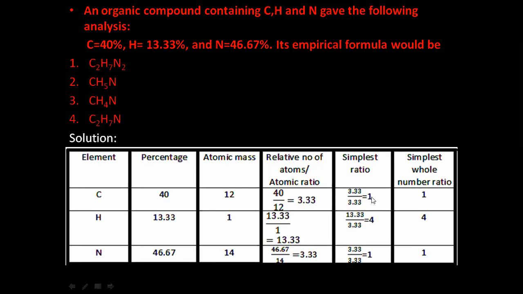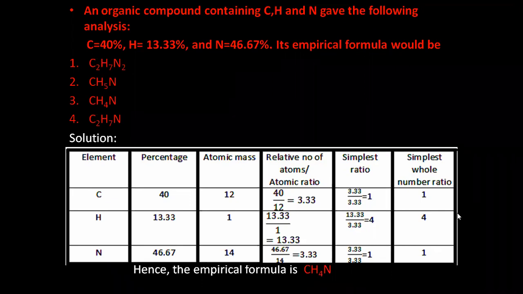Now, this is in the simplest whole number ratio. You cannot simplify it further. So the ratio is 1:4:1. So the formula will be CH4N, which is option 3. So this is how we solve the problems based on empirical and molecular formula. Okay, so that is what we mean by empirical and molecular formula.